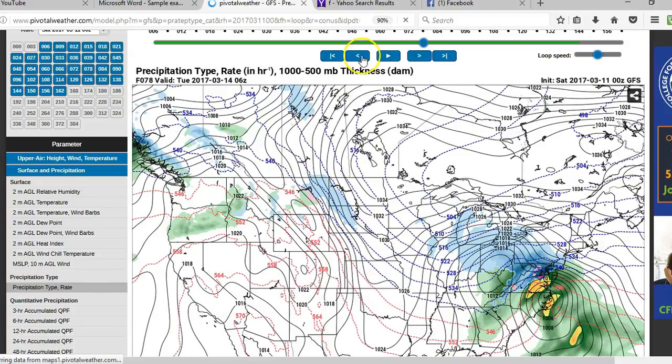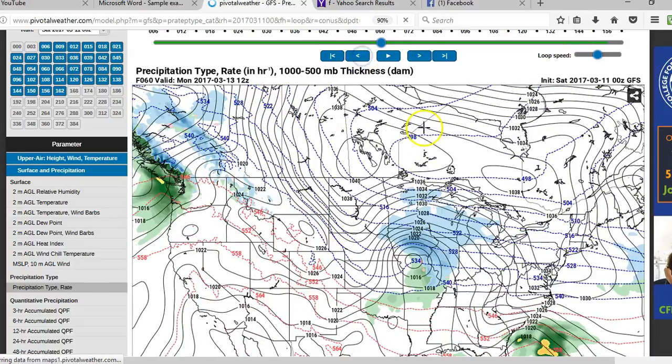Okay, and then the other thing you have to notice is that you have this other disturbance that's related to another area of energy down off the coast of the Carolinas. So there's two different systems that are coming together. And that's going to really make this a stronger storm.